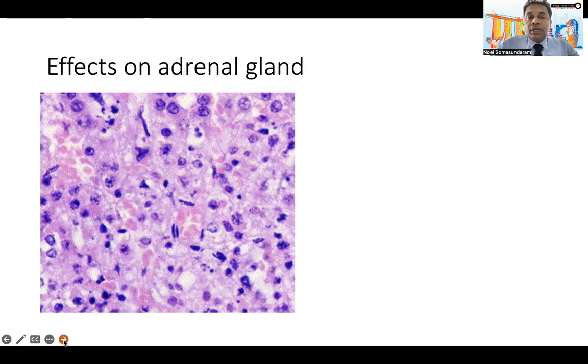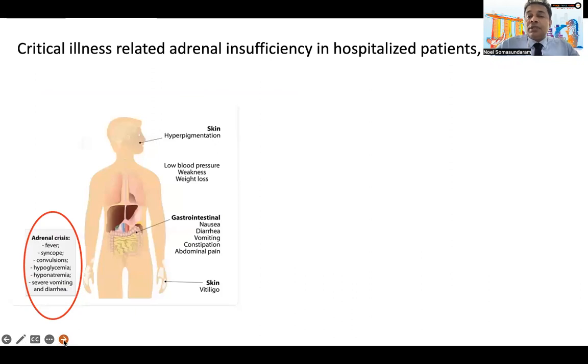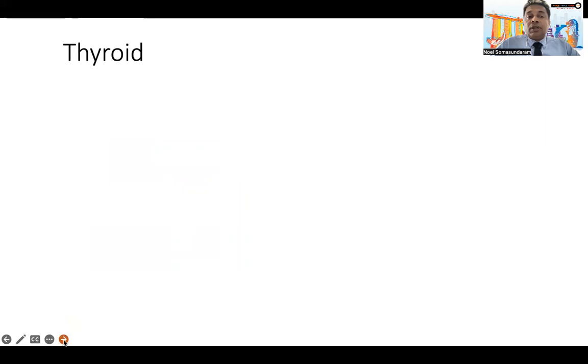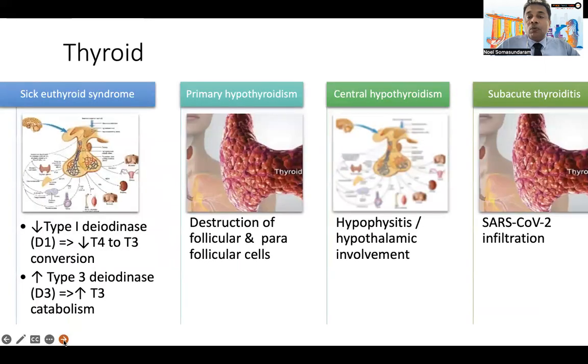But more importantly, in acute COVID, patients could have critical illness-related adrenal insufficiency, which means that the cortisol they produce is not adequate, either due to fresh attack by adrenalitis or pituitary ACTH deficiency, or by relative deficiency due to previous existing disease. And how to treat it is something that we need to learn, and I've just given an outline in that slide. Various types of thyroid diseases have been reported in literature subsequently.